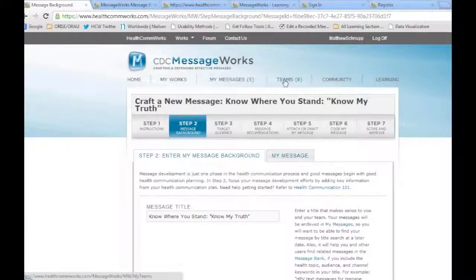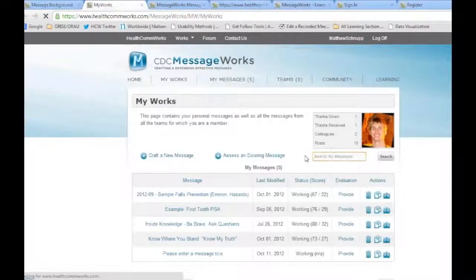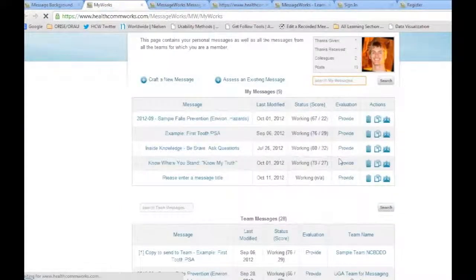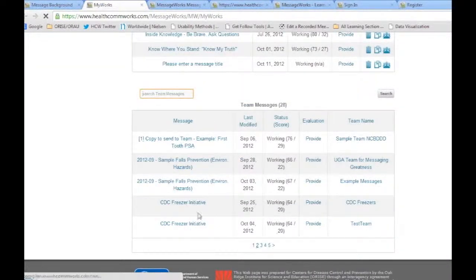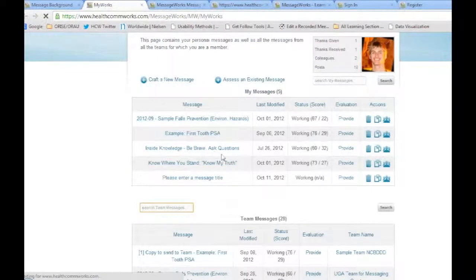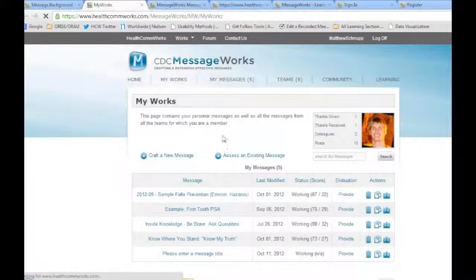If you introduce the messages to a team, then the people who could find those messages are anybody in your team. Once they're shared in a team, say you're working on a series of messages, your MyWorks section right here, which is the index of all your messages, private and shared, is where you could search for those messages. Here I'll show you what that looks like. You'll have this little search for my messages command, and then you can search team messages down here. I have quite a few team messages, and then I have these ones that are private that nobody else can see.